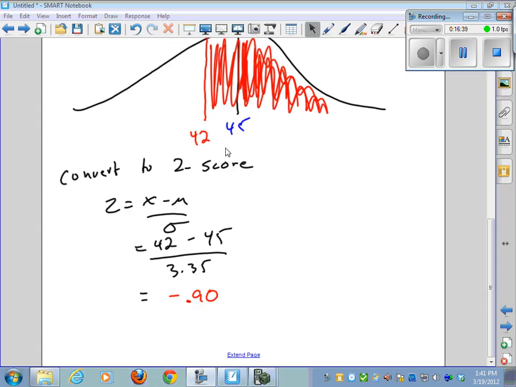I get a z-score of minus 0.9. Does that sound about right? Yeah. What does the x mean again? The x is the raw score. The x is the 42 raw score.